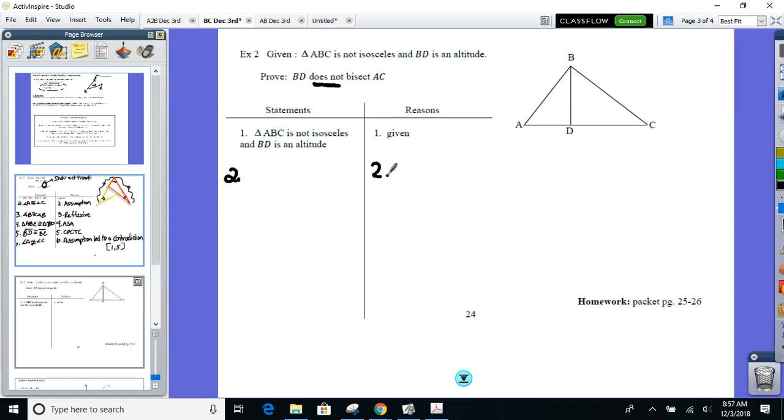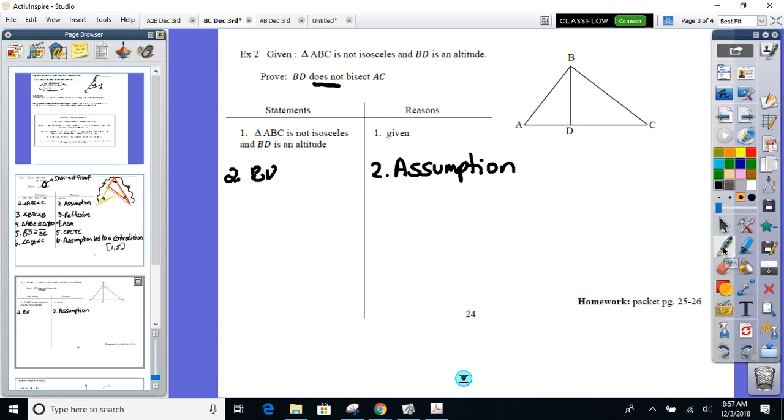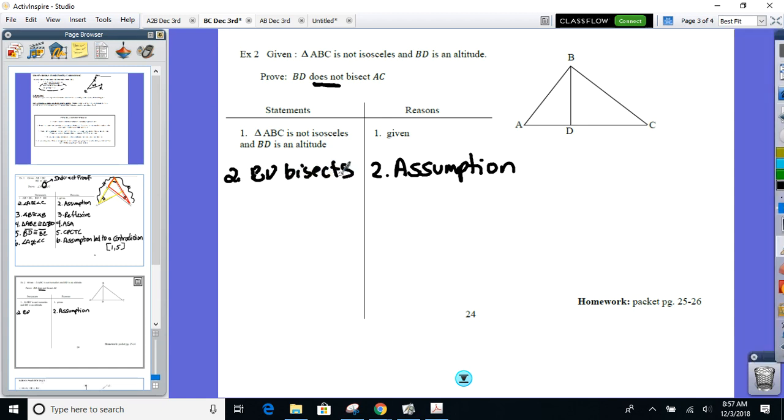And again, the assumption can come in the first, second step, doesn't matter. What would be your assumption here in this proof? What are we going to assume is true? BD bisects AC. And now you can remember, use that assumption, treat it like a given. All right, treat it like a given.